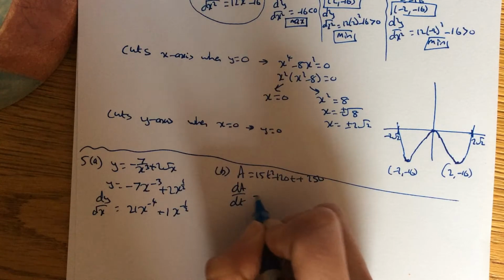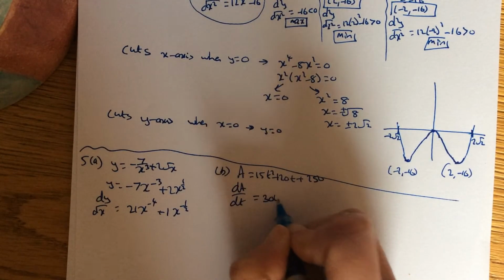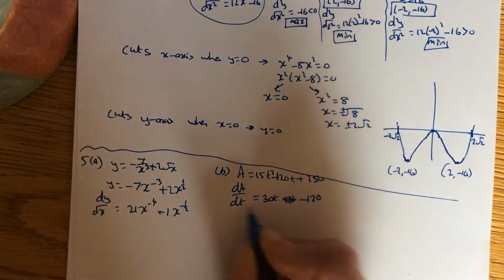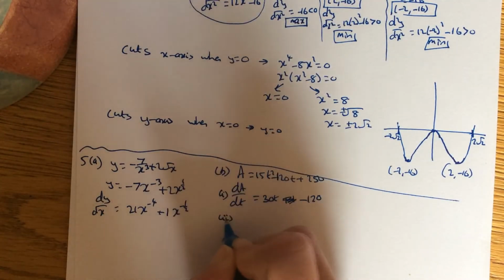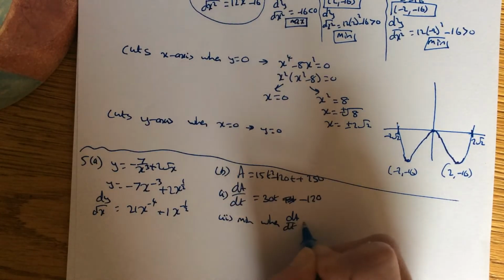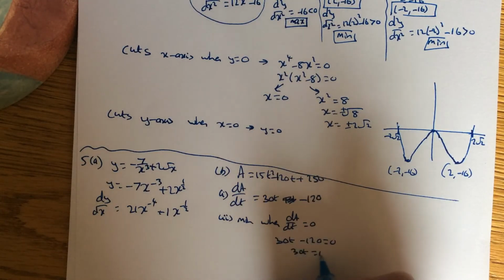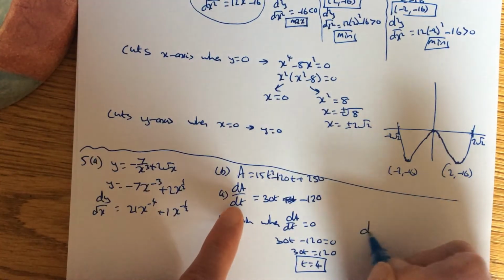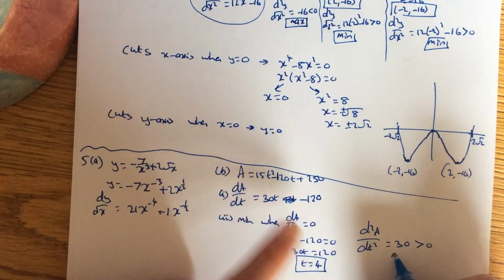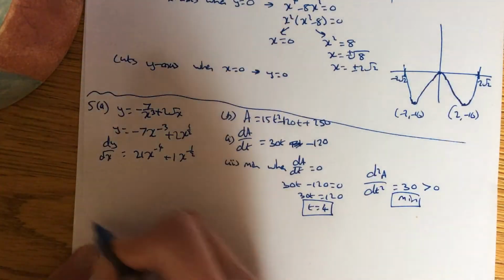Part B, you've got A equals 15t squared minus 120t plus 250. Differentiating that with respect to t, the power comes to the front and the t disappears. That's a minus 120. So that's the first bit done. You want to find the minimum. So it's minimum when it's at the turning points, dA by dt equals 0. So put that equal to 0. So 30t equals 120, t equals 4. Always remember to find the second derivative to prove it. So d2A by dt squared is 30, bigger than 0, so it's a minimum. That is that one finished.